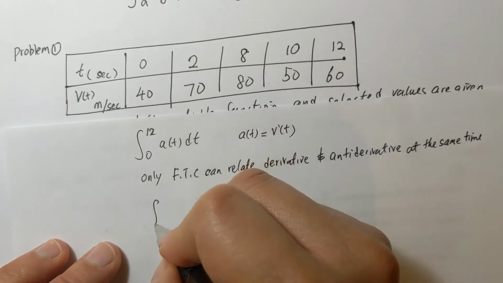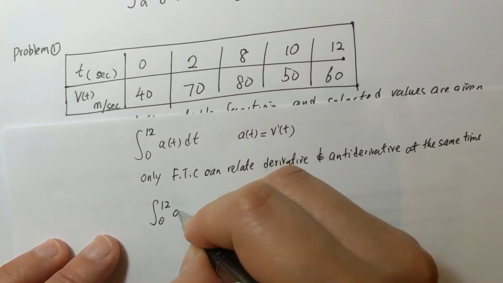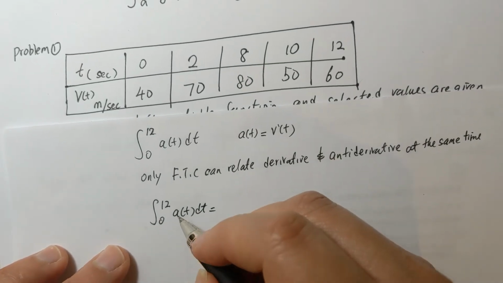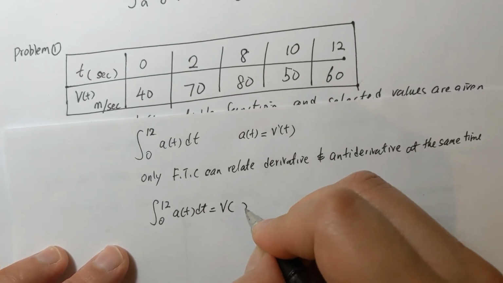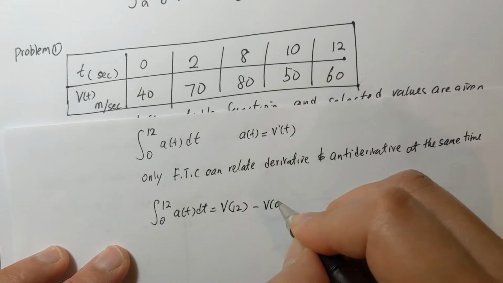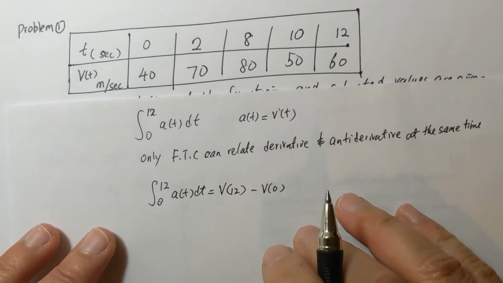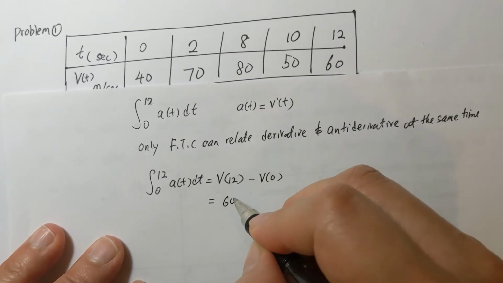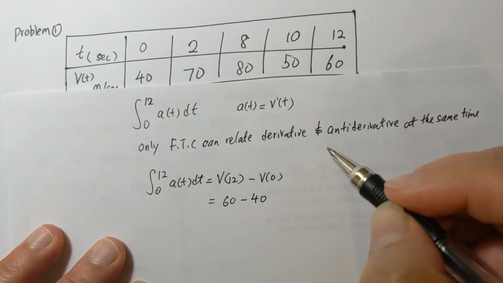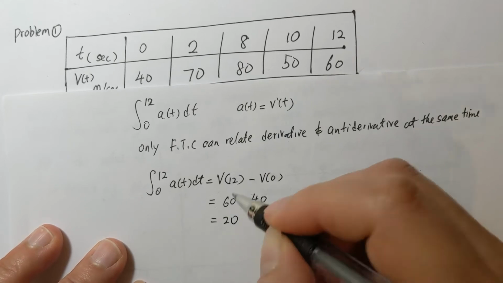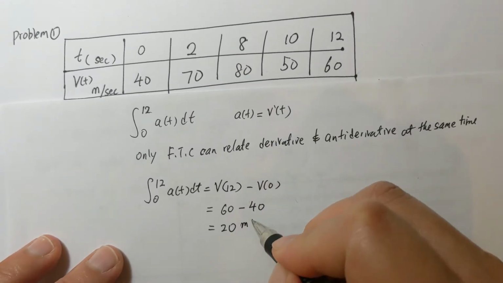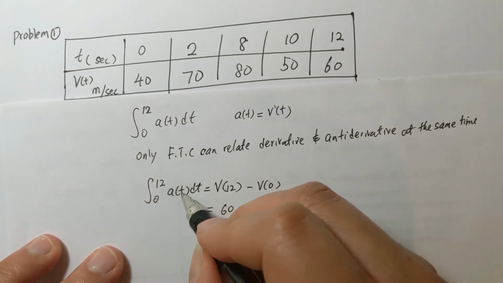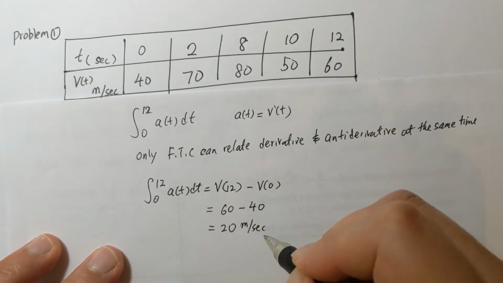So now we have the integral from 0 to 12 of a of t dt. The antiderivative of a of t is v of t. So you get v of 12 minus v of 0. Now we look at the table. We have v of 12, which is 60, and v of 0, which is 40. We subtract and we get 20, and the unit is meters per second. So the integral from 0 to 12 of a of t dt is 20 meters per second.